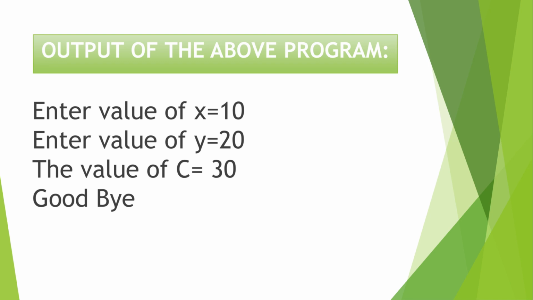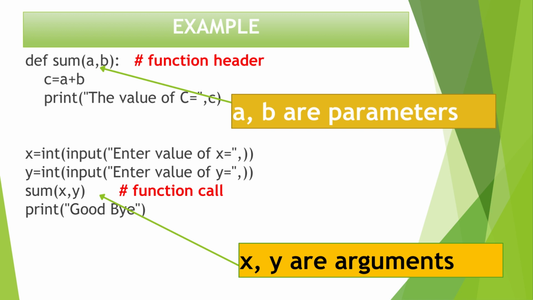Let's understand the output of this program. The user entered the value of x and y as 10 and 20, and the result stored in the variable is 30. But how? Again, see the program. When the user enters the values of x and y, these are copied to the variables a and b, where a and b are the parameters. The values are then added and the result is stored in the variable c. So during the function call, we say that x and y are arguments, and in the function header, we say that a and b are the parameters.